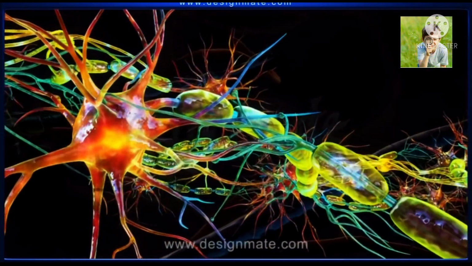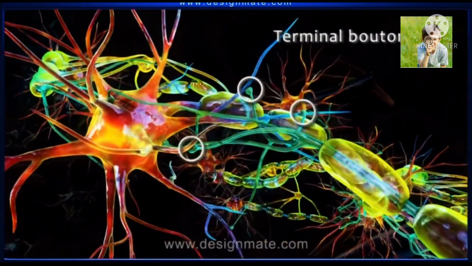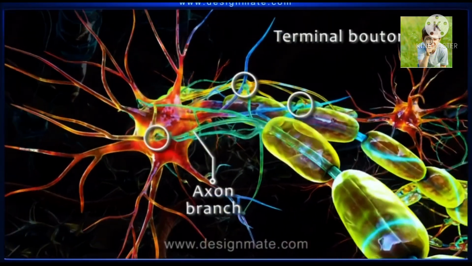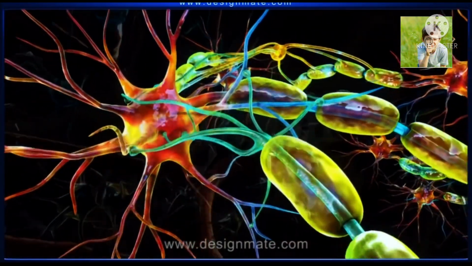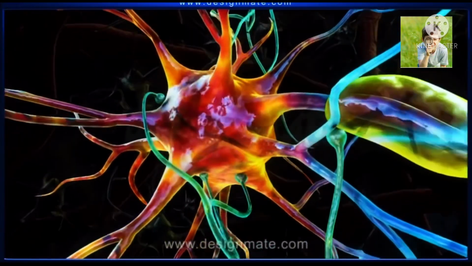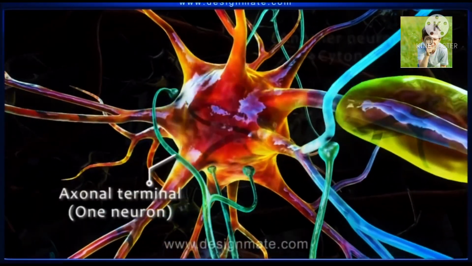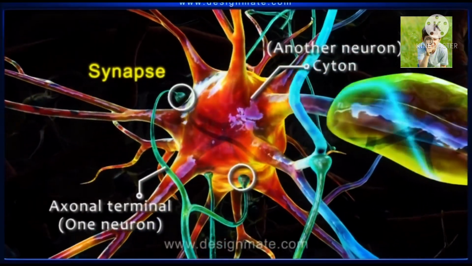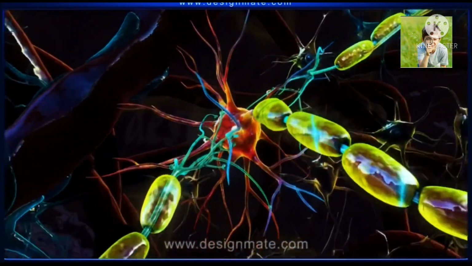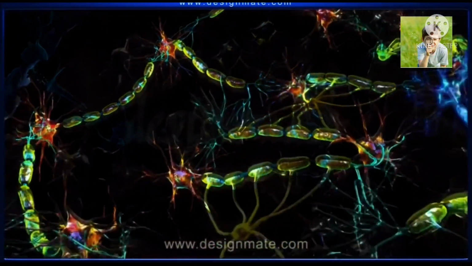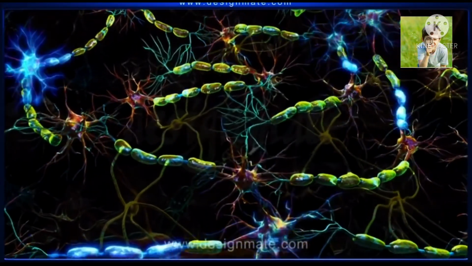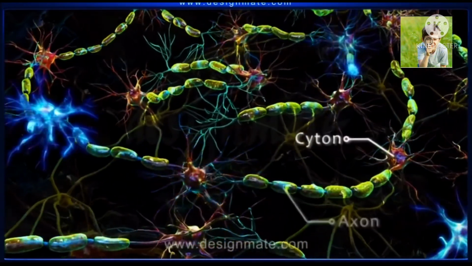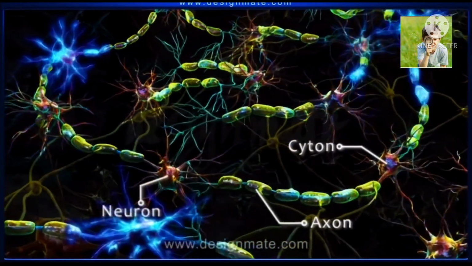The terminal boutons are located at the end of the axon branches and are responsible for sending the signal to the other neurons. The junction between the axon terminal of one neuron and the cyton of the other neuron is known as the synapse. Let us focus on the unidirectional movement of impulse through the neuron. A zoomed-out view shows that the impulse always travels from the cyton to the axon and then is passed on to the next neuron.